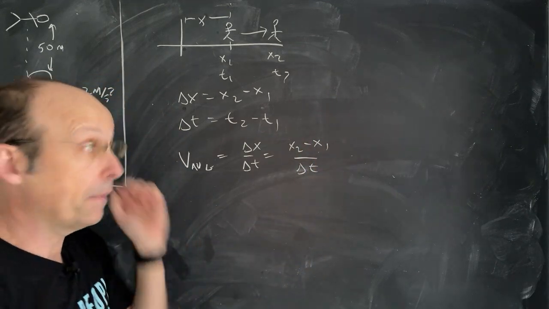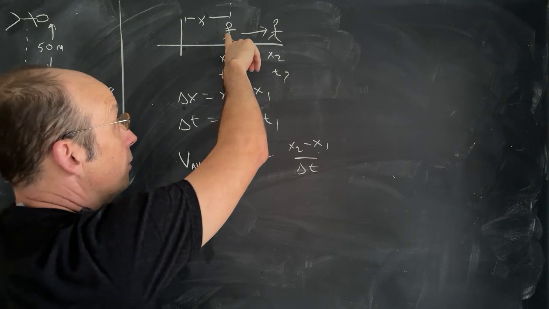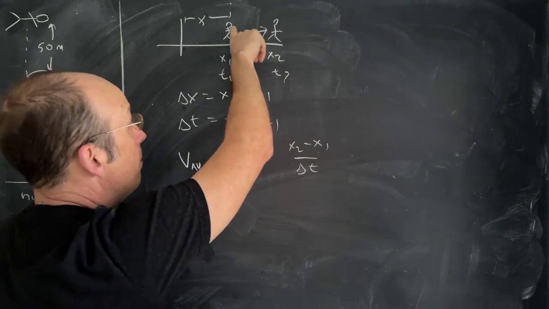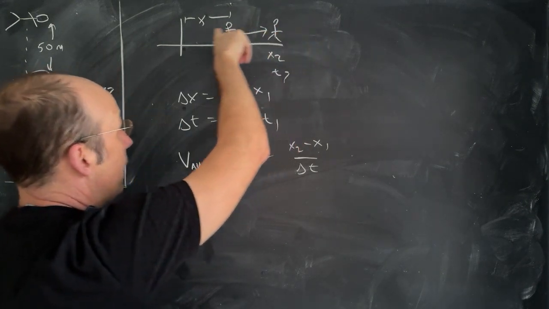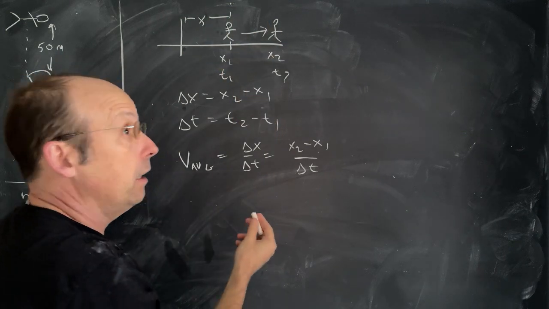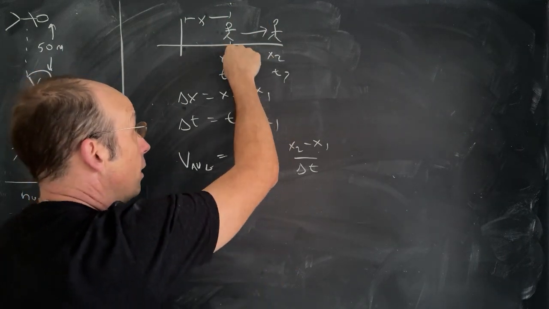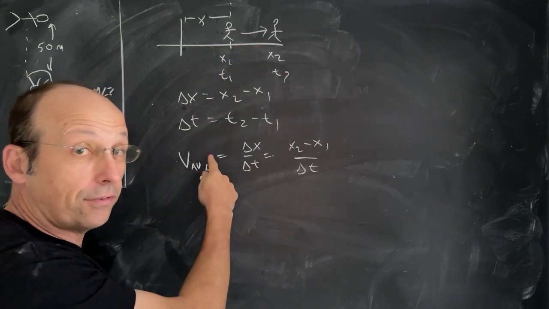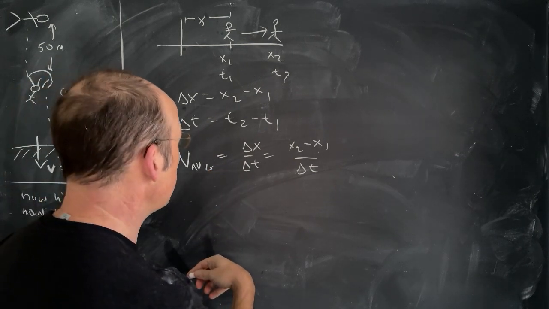That's kind of important. Now, imagine that person does a whole bunch of stuff during that time. They move over here, and they move back, and everything like that. I don't know what happened during that whole interval, except they started there and they ended there. And so that's why this is the average velocity.